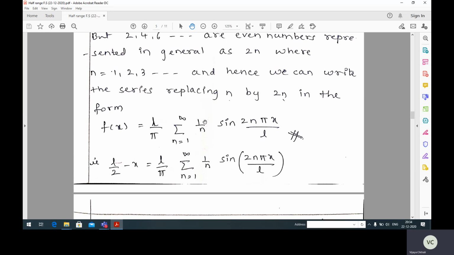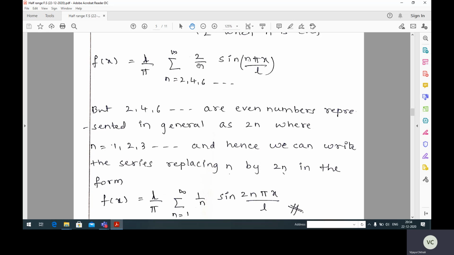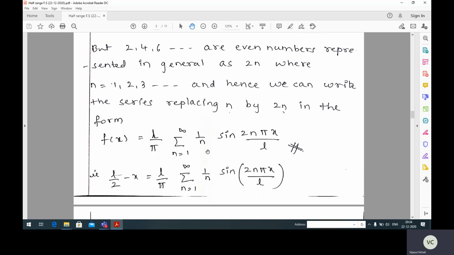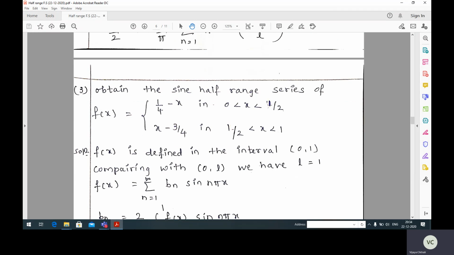Why did we get this as 1 by n? Because 2 divided by 2n. We need to replace n by 2n. 2 divided by 2n, the 2 cancels, and you get this as 1 by n. So this will be the required answer. Right, one more example we'll discuss.